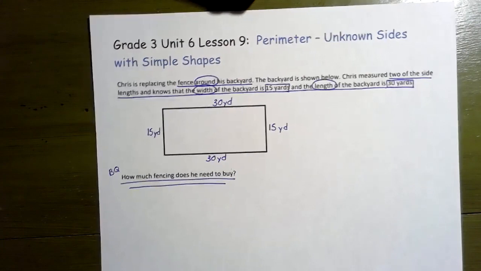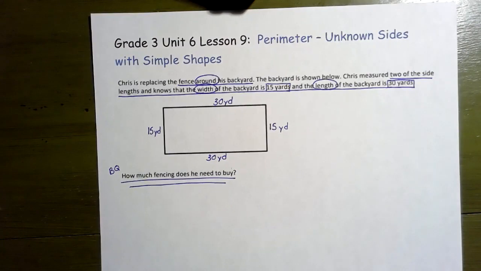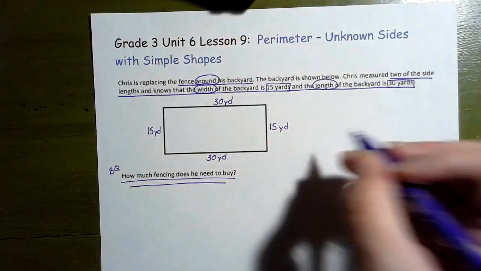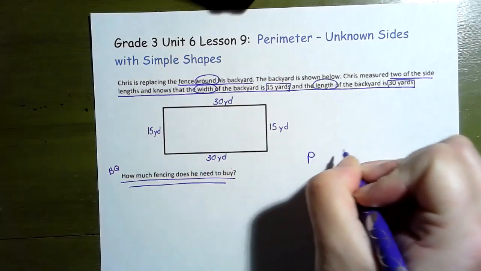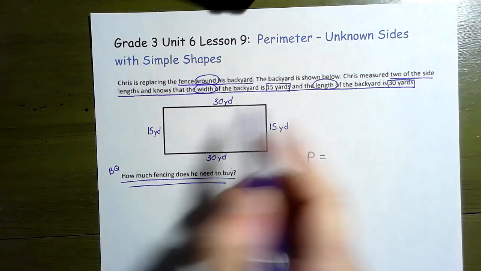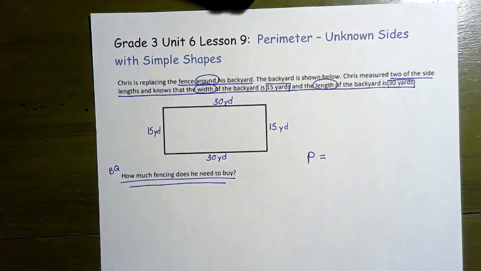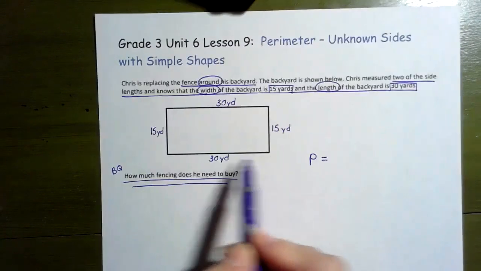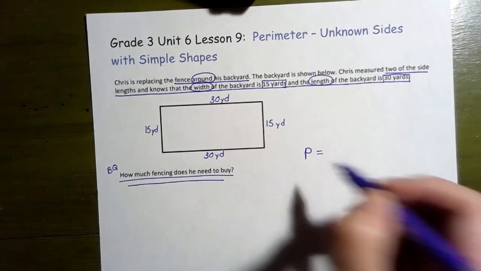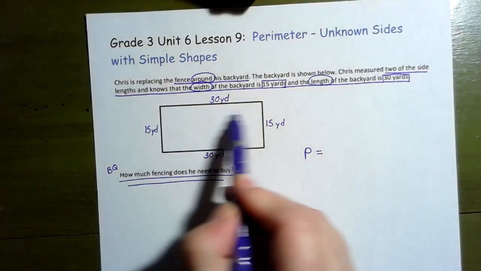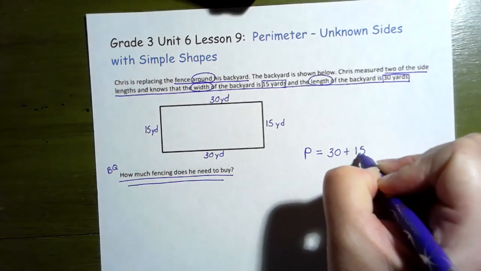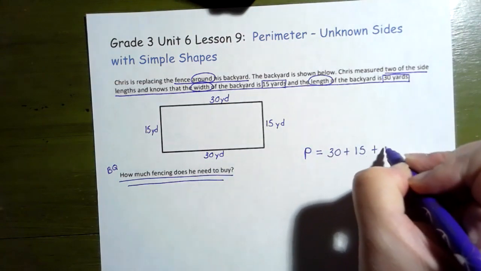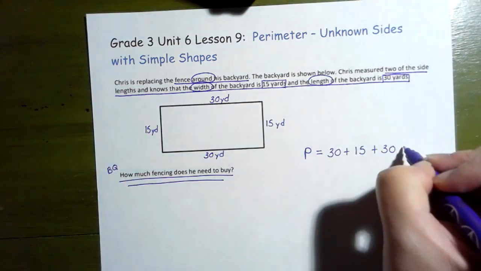So let's think about what equation we could use to find perimeter. Remember, we can find perimeter by thinking about P, or perimeter, is equal to the total distance around the object. We can find the total by combining the sides. We could use the equation 30 plus 15 plus 30 plus 15.